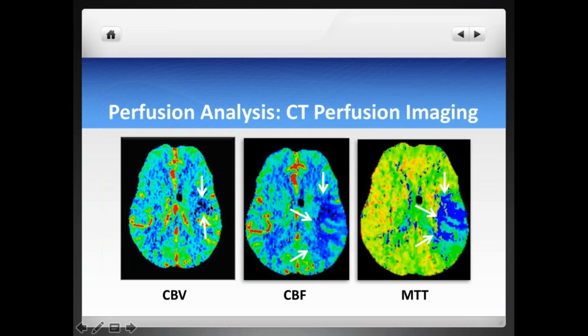As you can see in this particular case, you have a small core of infarct and then a large penumbra, so there's a good mismatch. I think this patient would be a candidate for revascularization, assuming the patient has a vessel occlusion.